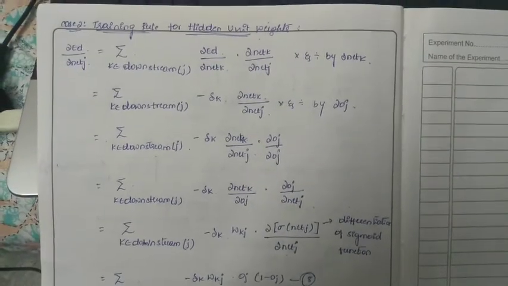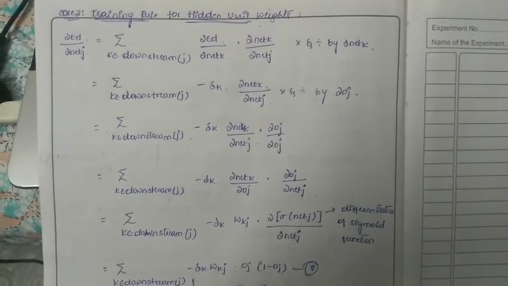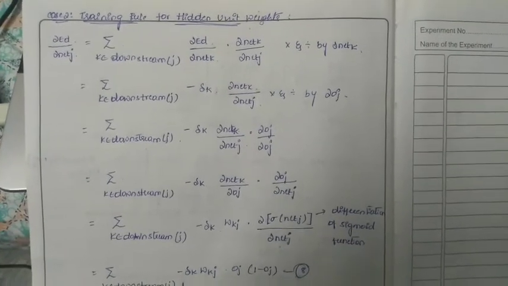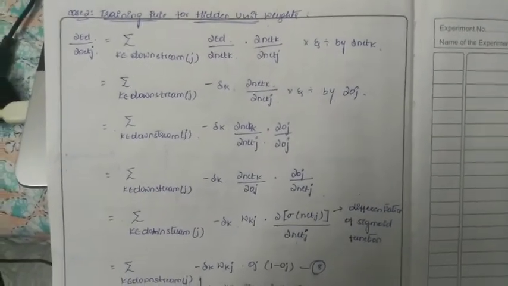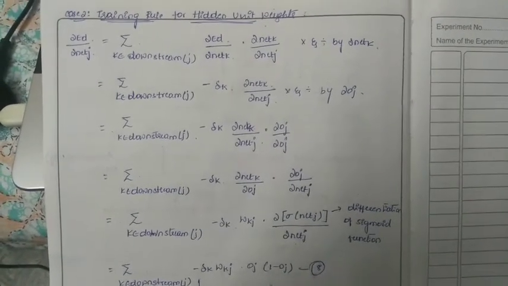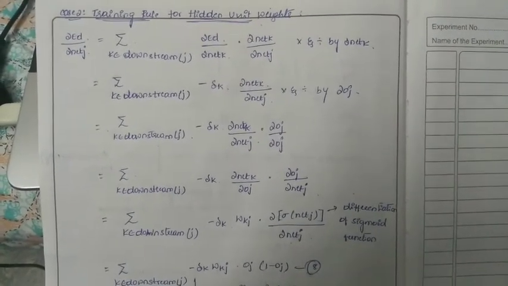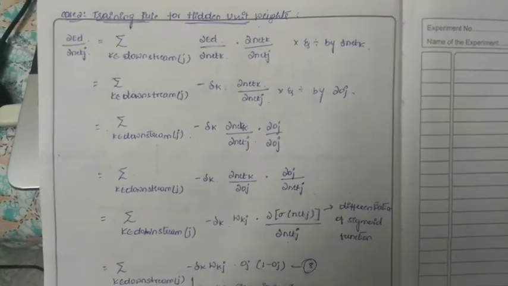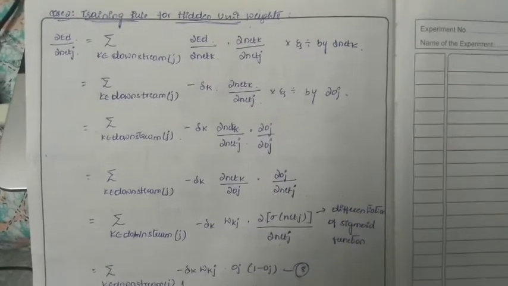So in the previous video, I explained the first case. In the first case, we considered the J unit, which is a hidden unit, as an output unit. Now here in the second case, we are considering a hidden unit. So we know that the I layer is the input layer, the J layer is the hidden layer, and the U layer is the output layer.